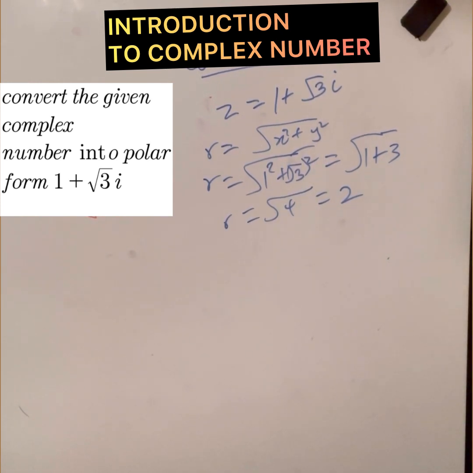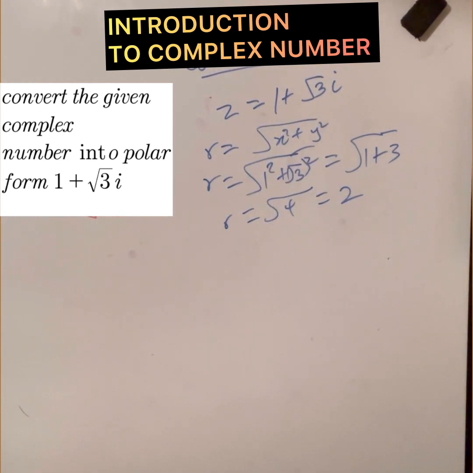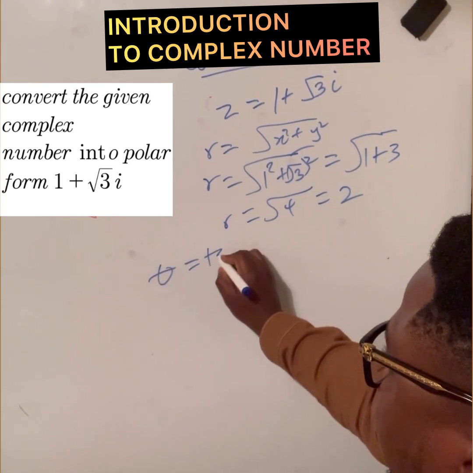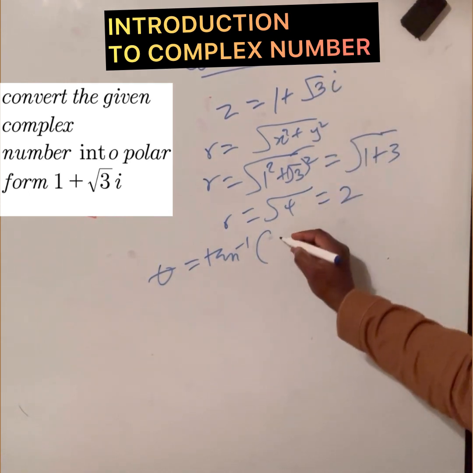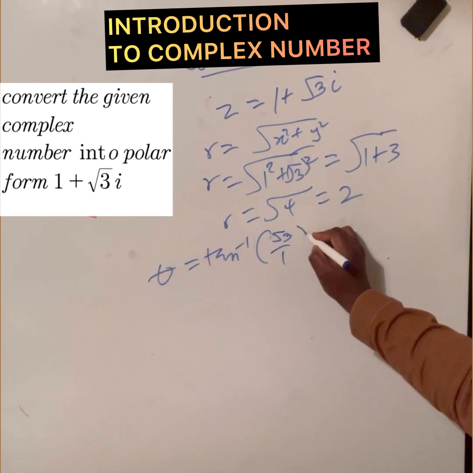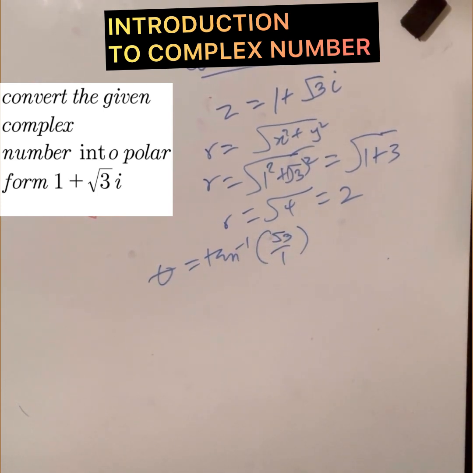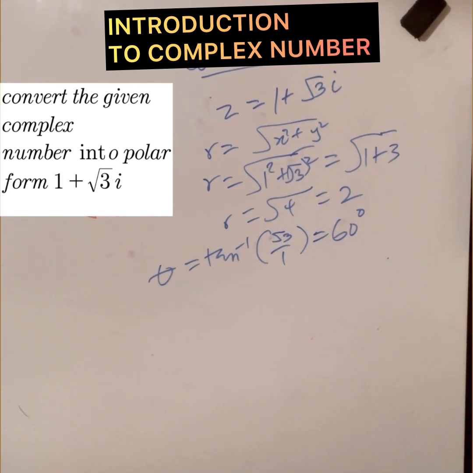So remember that this is y, this is x. So I'm going to get the argument. The argument is tan inverse of this. y is square root of 3 divided by 1, x is 1. So tan inverse of square root of 3 over 1 is equal to 60 degrees. And this falls within the first quadrant.